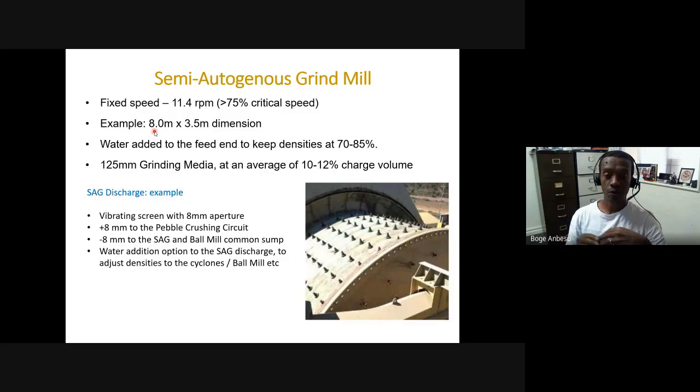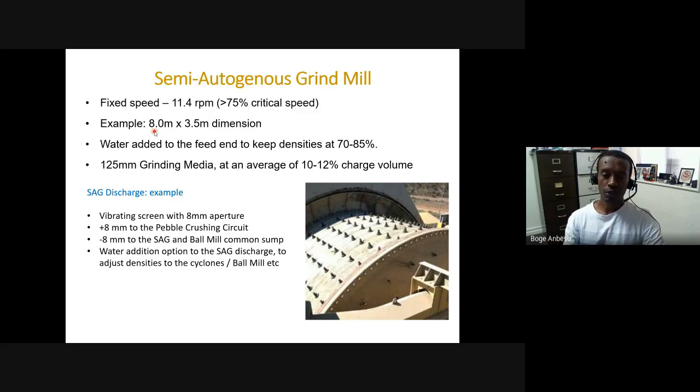And usually you start with particles that are 50 millimeter and you just grind them easily to about 5 millimeters in one go. Okay, so that's why the power is very high and very effective as well, especially for hard rocks.